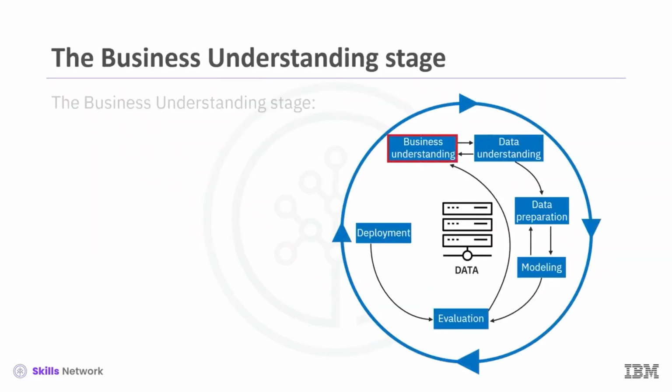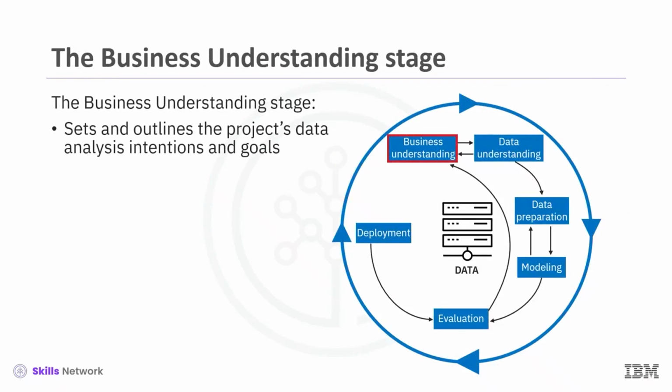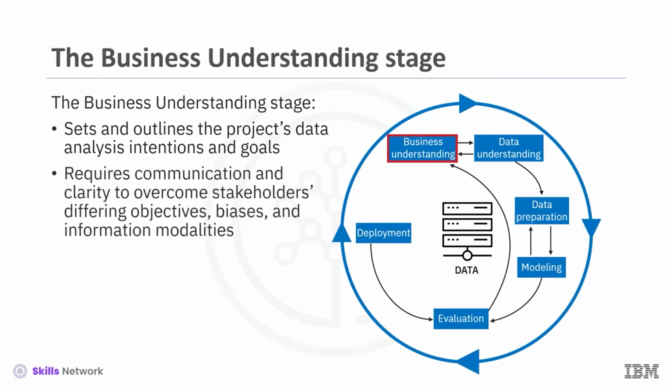The business understanding stage is the most important because this stage sets and outlines the intentions of the data analysis project. This stage is common to both John Rollins' data science methodology and CRISP DM methodology. This stage requires communication and clarity to overcome stakeholders' differing objectives, biases, and information-related modalities. Without a clear, concise, and complete understanding of the business problem and project goals, the project effort will waste time and resources.